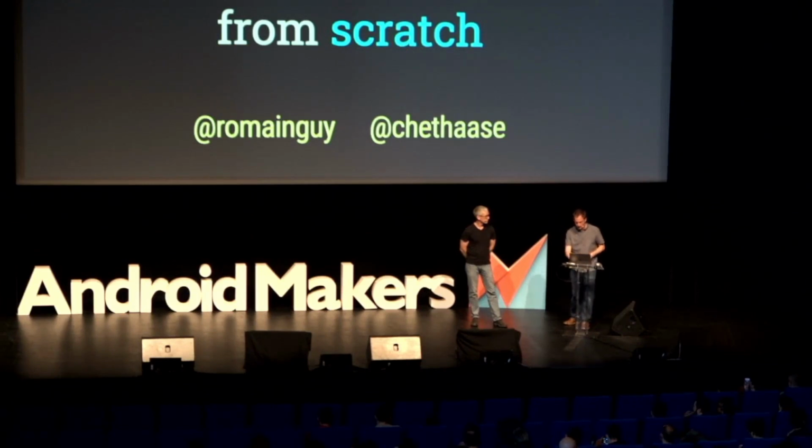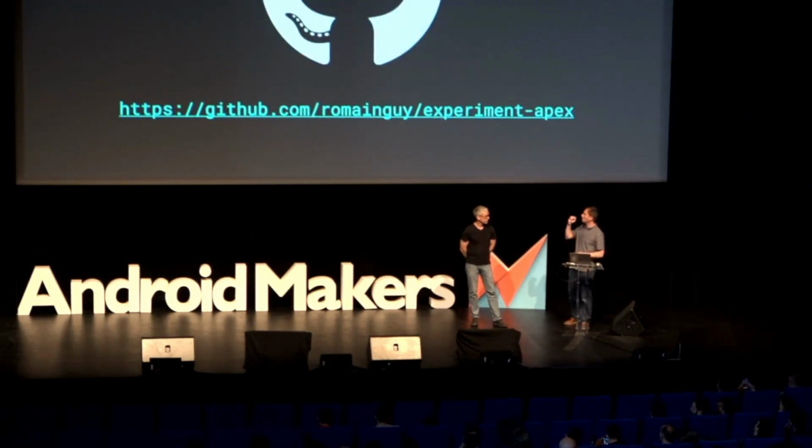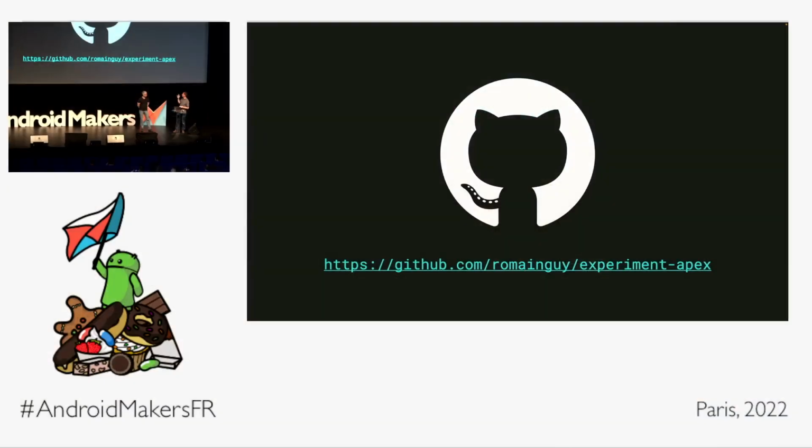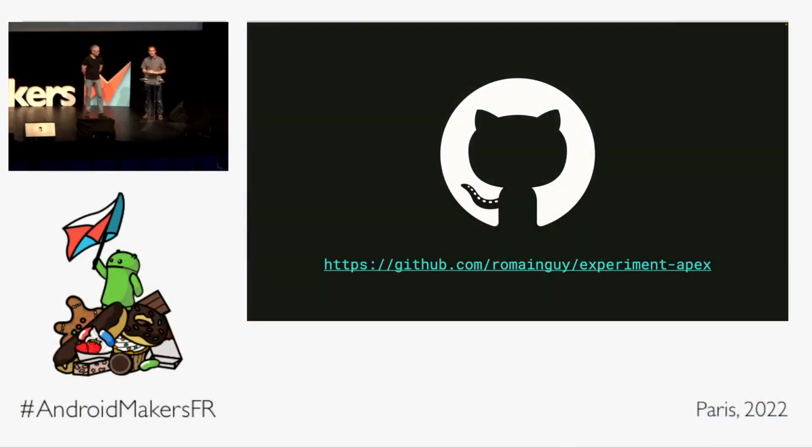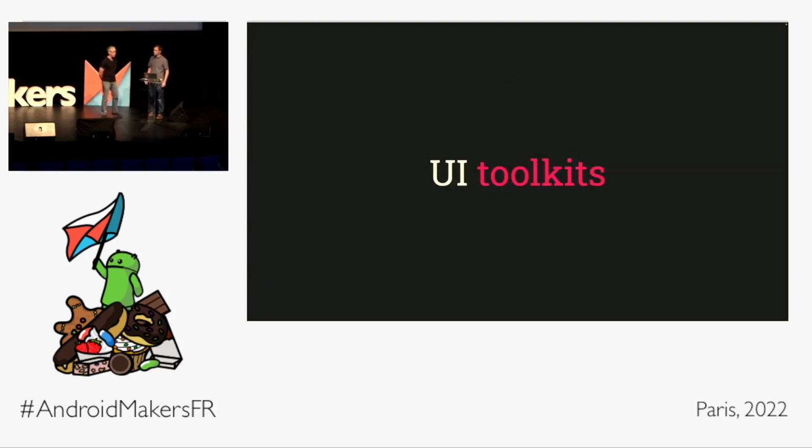So we'll get started. After this talk, or during the talk, if you want, you can go check it out on GitHub. It's /romain/experiment-apex. You can download the source code. Don't expect any comments. It's a very small toy, but you should be able to study it to learn a few things. So let's talk about what UI toolkits are.